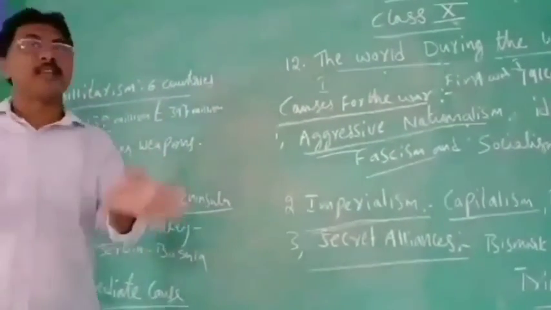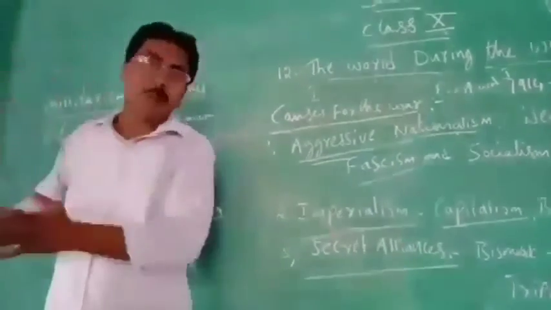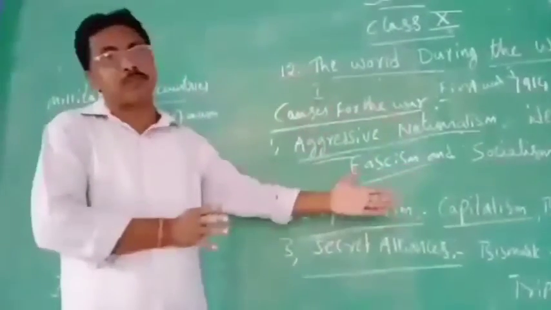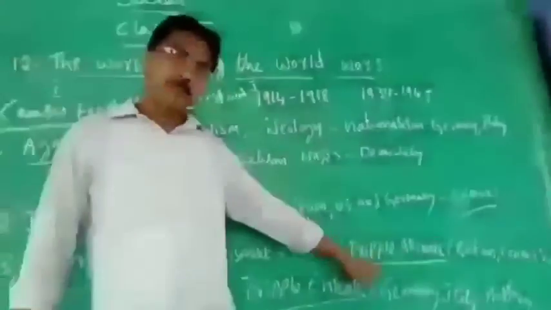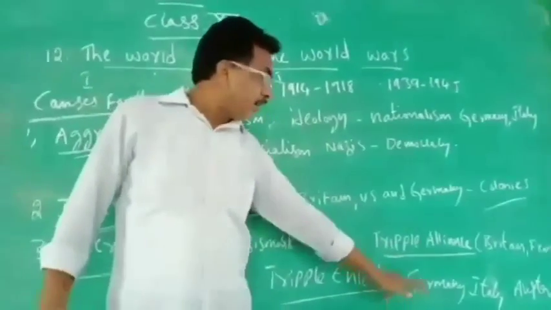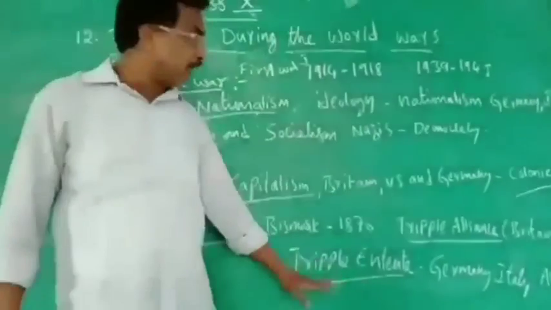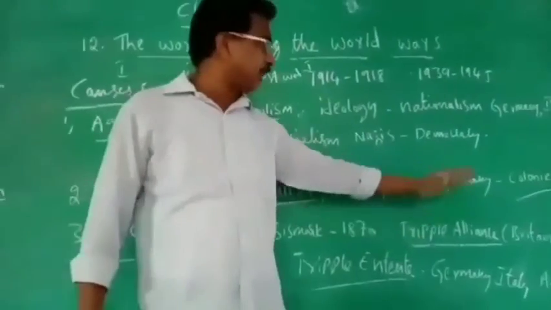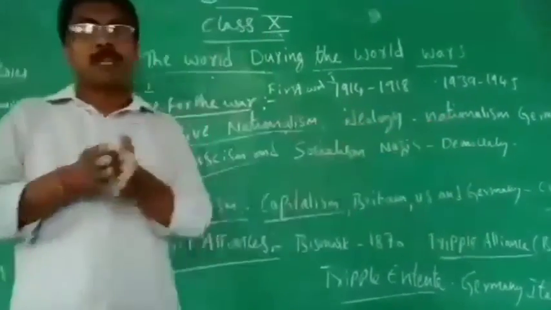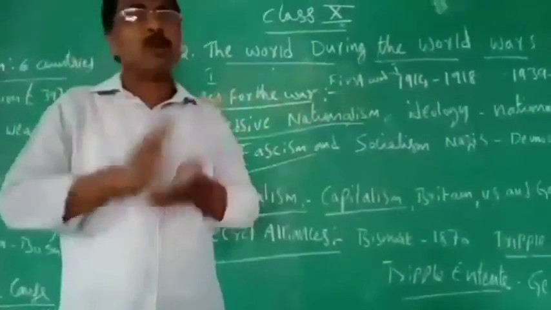Means the war will happen between the Allied powers and the Axis powers. I told you in the previous class about the triple alliance and triple entity. Triple entity: Germany, Italy, Austria, Hungary. And here triple alliance: Britain, France, Russia. So like this the war will happen.